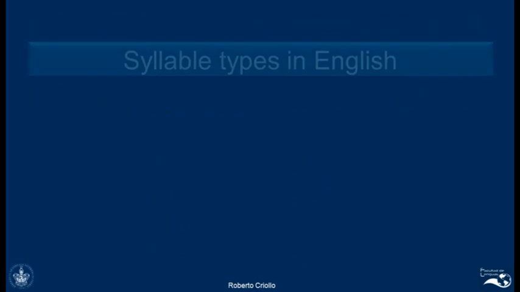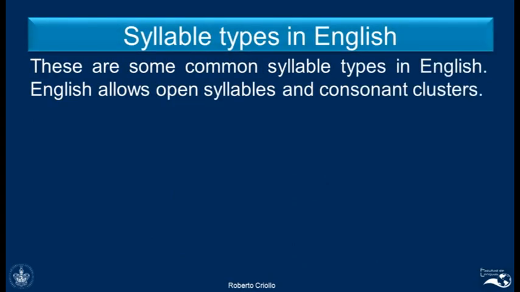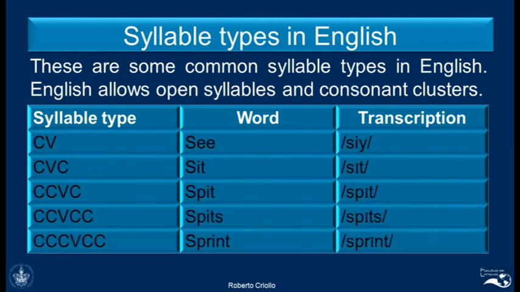Let us now look at the syllable types that exist in the English language. First of all, we have a pattern of consonant plus vowel, such as see. We have another pattern of consonant, vowel, and consonant, such as in the word sit. And then we have a cluster of two consonants, one vowel and another consonant, such as in the word spit.